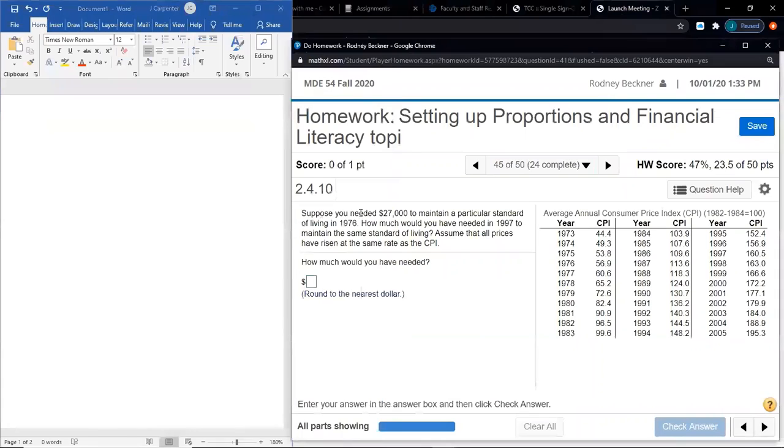Okay, suppose you need $27,000 to maintain a particular standard of living in 1976. How much would you have needed in 1997 to maintain the same standard of living? Assume that all prices have risen at the same rates as the CPI.